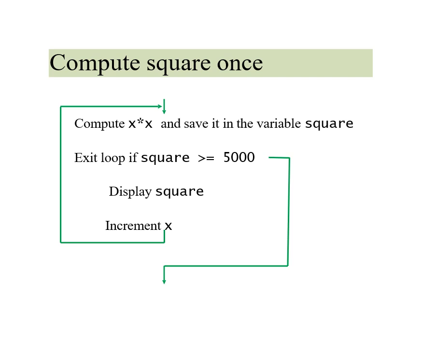So if square is greater than or equal to 5,000, then you're done, right? And you want to exit immediately. But if it's not, then you want to display it, and then you increment x and start that process again. So this has an interior exit test. This is the natural way of doing this loop.